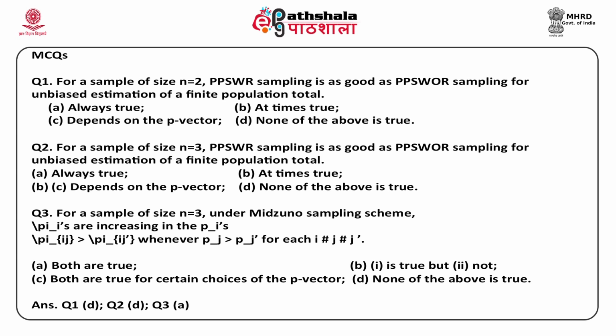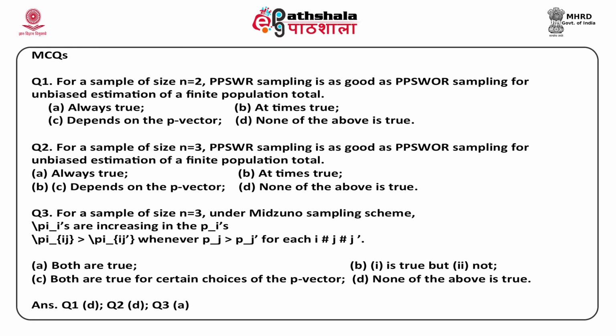Let us start with question number 3. According to the Midzuno scheme, we know the easy expressions for pi i and pi ij once you write them down, because the Midzuno sampling scheme refers to a PiPS scheme. So, pi i is already proportional to p_i. Therefore, the answer to statement 1 is trivial. Pi i is increasing in p_i because it is directly proportional to p_i. Pi i equals n p_i as a matter of fact.